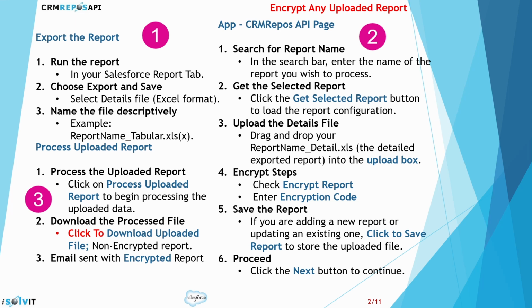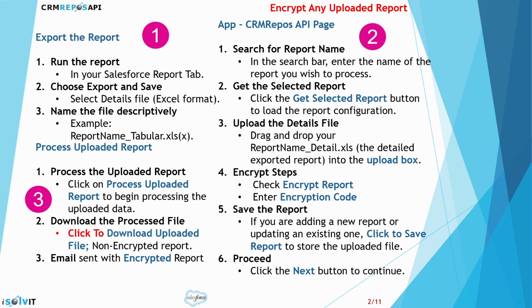First, search for the report name using the Smart Lookup field. When you select the intended report, click Get Selected Report to retrieve all stored settings associated with it. Next, drag and drop the exported report into the upload box. Enable Encrypted report and enter an encryption code.